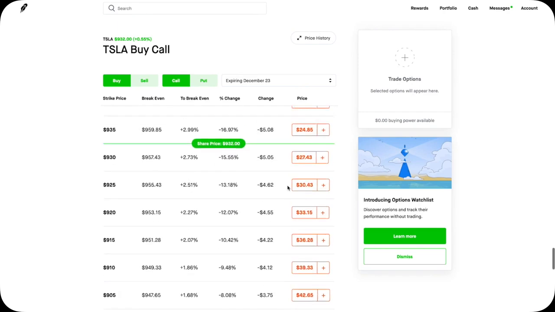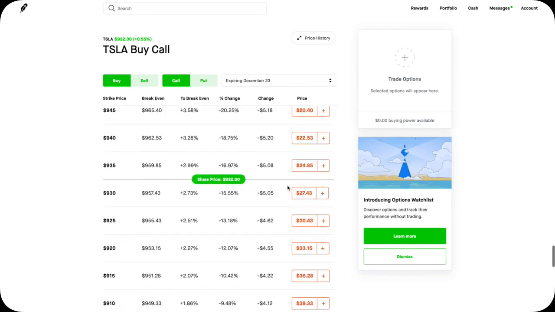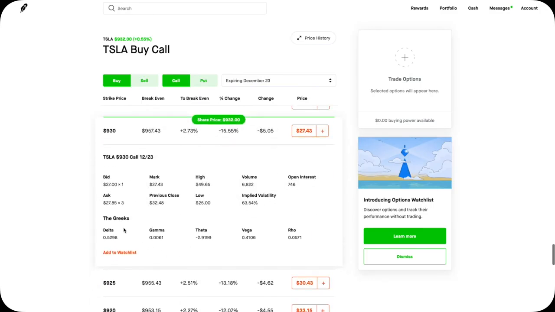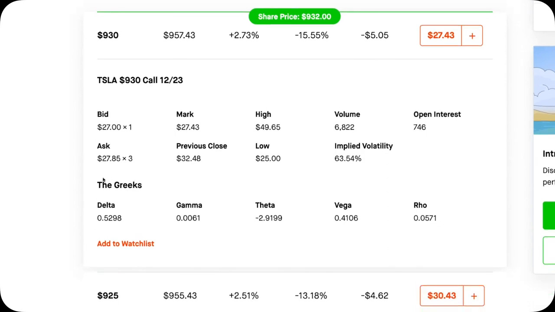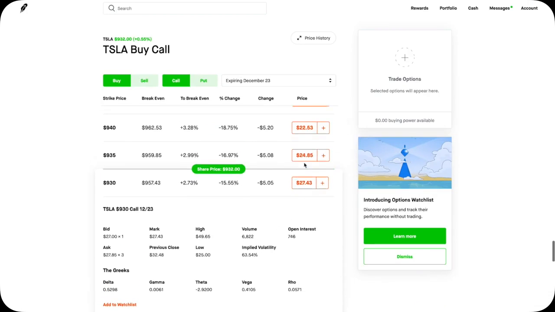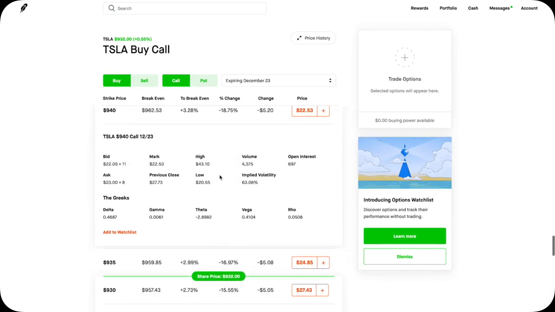If you trade options on Robinhood as a beginner, you might have trouble deciding which one should I buy? When you click into one of the options, you will see even more information. There's a section called the Greeks. What's that? There are 5 Greeks here: Delta, Gamma, Theta, Vega, and Rho. These are risk factors associated with this particular option, this 930 Tesla call option. Understanding these can ultimately help you decide which option contract to buy or sell, depending on what you're looking for.